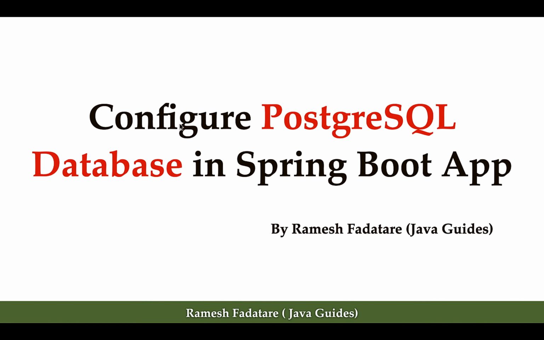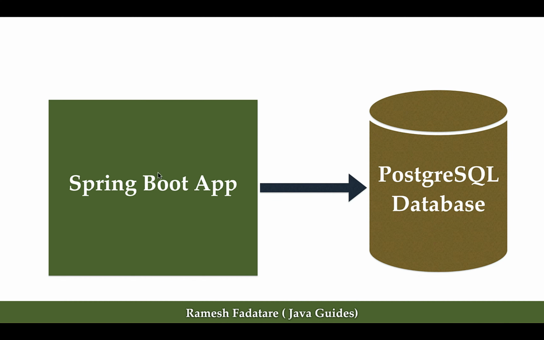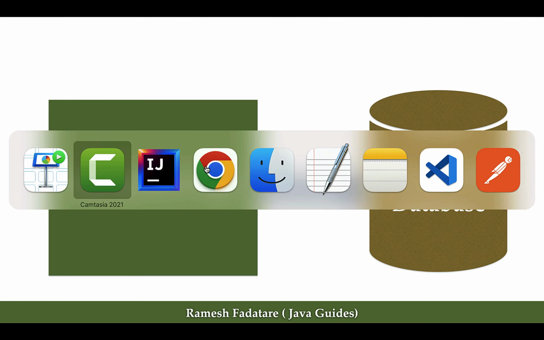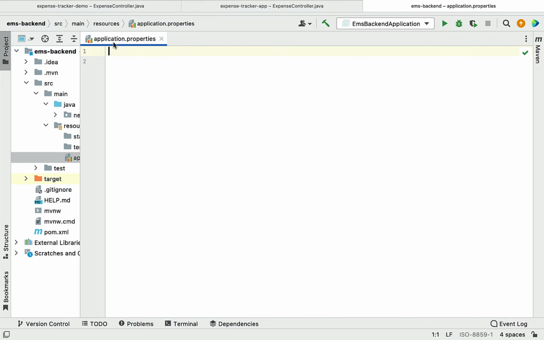Hi everyone, welcome back. In this lecture, we will configure the PostgreSQL database in our Spring Boot application. In order to connect our Spring Boot application with the PostgreSQL database, we have to configure the PostgreSQL database details in the Spring Boot application. So let's go to our Spring Boot application, go to the application.properties file. Before configuring the PostgreSQL database details over here, let's first create a PostgreSQL database.